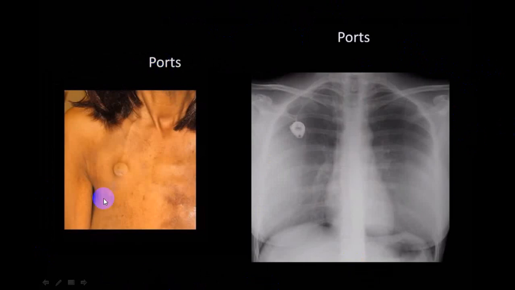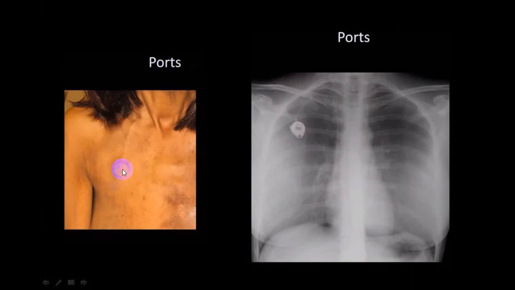This is a port. Through this port you introduce a central line. This is a port, and this is a central line which is introduced inside, and through this you can introduce IV fluids, etc. And you use this when you want to give them for a very long period through this port.